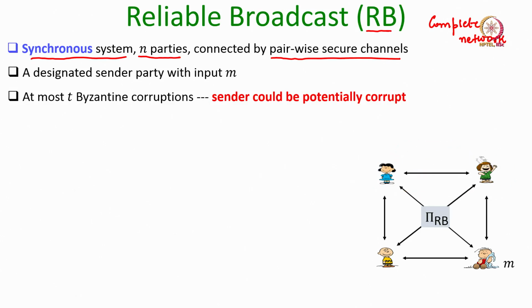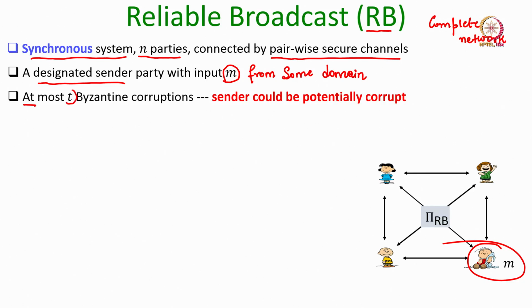That is the system given to us, and one of these n parties is a designated sender party. It will be known as part of the protocol specification who the designated sender is, and there is some input available with this sender from some domain. Again, the domain will be known, but what exactly the sender's message is will not be known beforehand. In its simplest form, the message m could be just a single bit, or it could be an enormously large message. And we are in the Byzantine corruption setting. So, we assume that among these n parties, at most t could be controlled by a Byzantine adversary. The most important part here is that the sender could also potentially be corrupt. It need not always be the case, but among those t parties, the sender could be one of the entities.